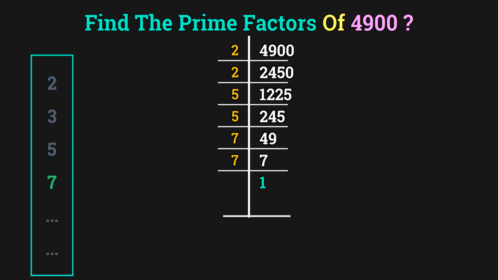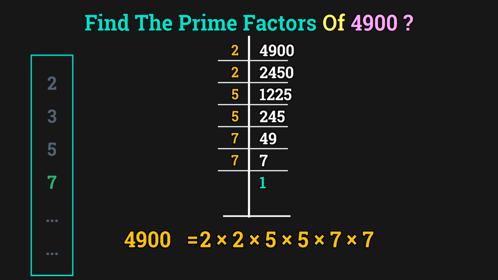And we are done. The prime factors for 4900 are 2 times 2 times 5 times 5 times 7 times 7, which can be written as 2 to the power 2 times 5 to the power 2 times 7 to the power 2. And these are the whole prime factors for this number.